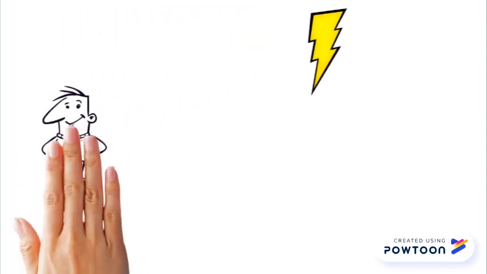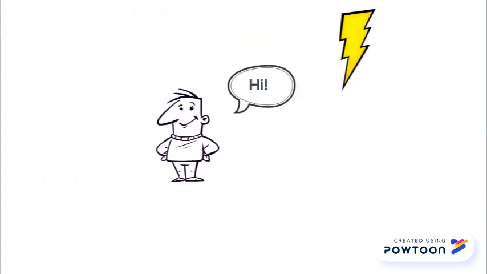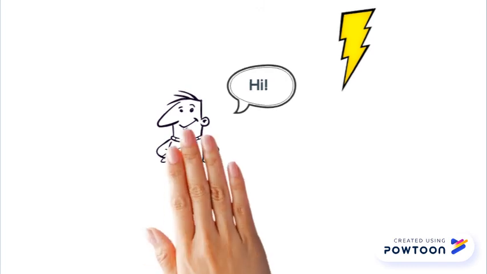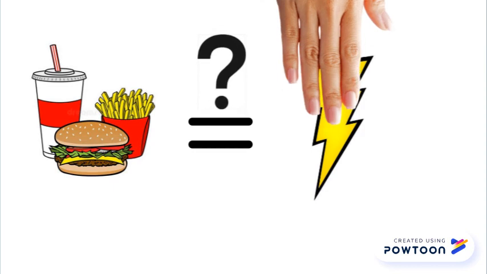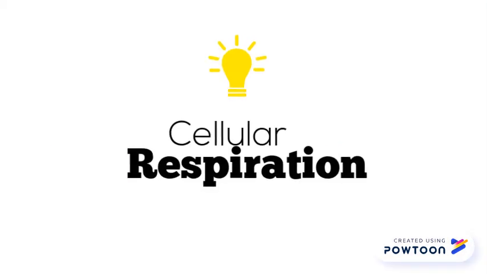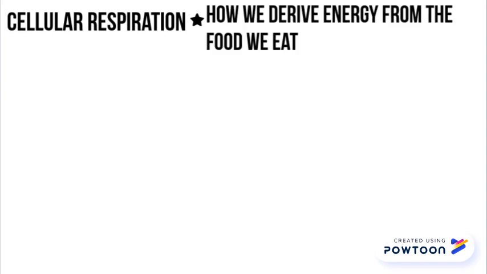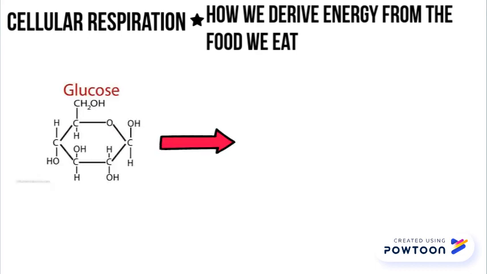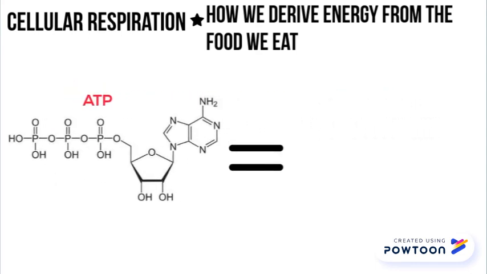Every day you use energy when you walk, talk, or complete any task. We know we get our energy from consuming food, but how exactly does it turn into usable energy? The answer is cellular respiration. Cellular respiration is how we derive energy from the food we eat. We do this by turning glucose into ATP, the biological currency of energy.